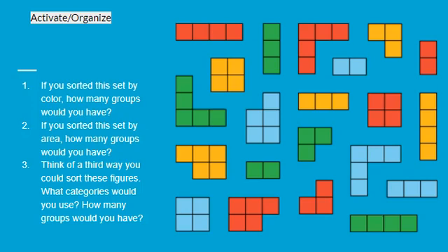Well, lots of things I'm sure you said there, but one of the first things is by color. And how many groups could I make? I could probably make a yellow group, a green group, red, blue. So that gives us 4 different groups that we could have. We could also do by area. Lots of different things that we could do to sort these out in different ways.